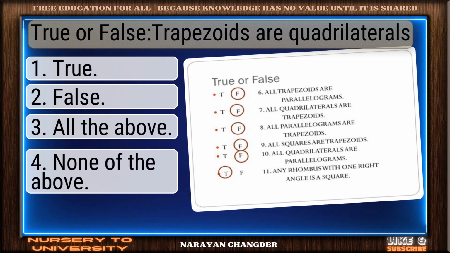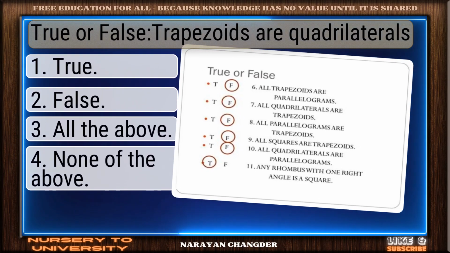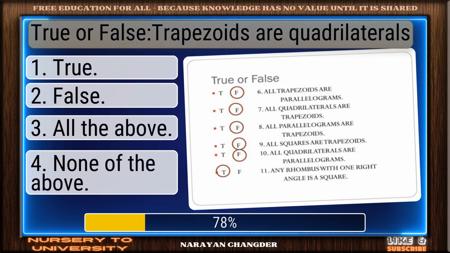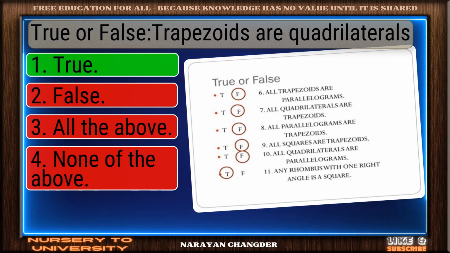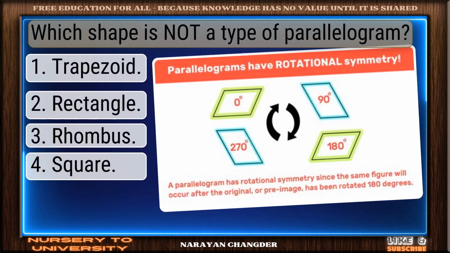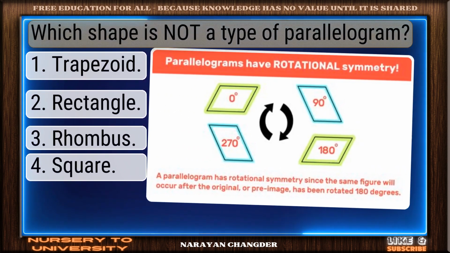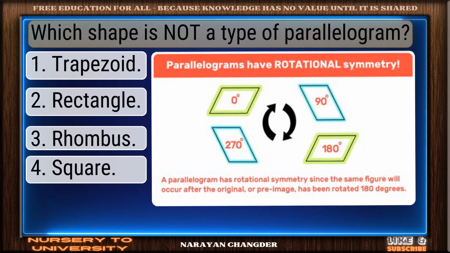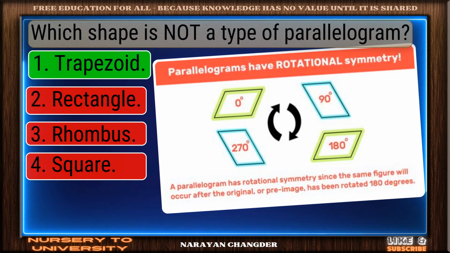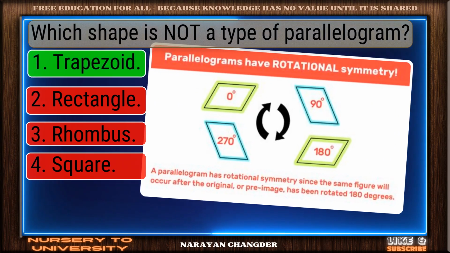Question number 182. True or false? Trapezoids are quadrilaterals. Good thinking. True is the right answer. Question number 183. Which shape is not a type of parallelogram? Strong choice. Trapezoid is the right answer.